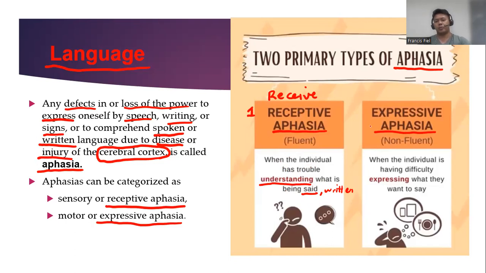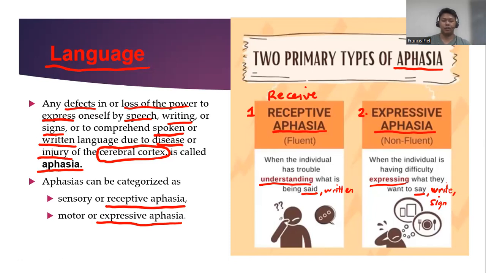Now when you say expressive, number 2, expressive, cannot express, no? So is not able to express. How? Has difficulty expressing what they want to say, or cannot write, or sign languages. Hindi niya magawa yan. So that is the expressive aphasia. All right? So again, two primary categories.